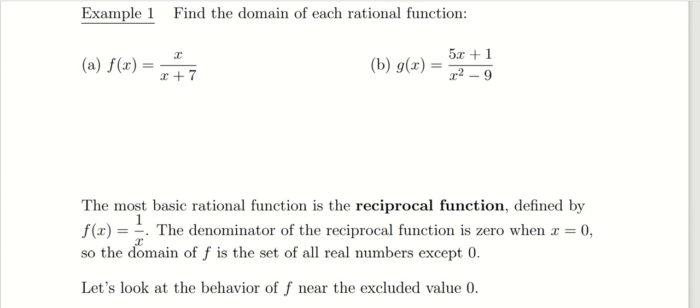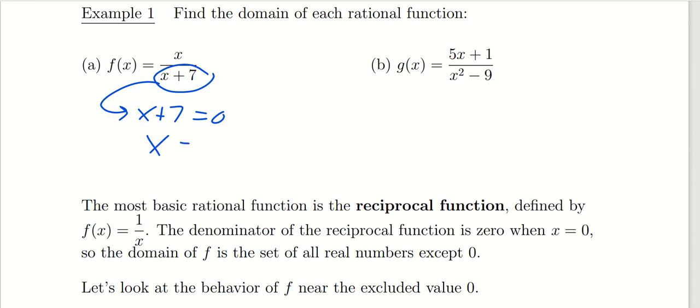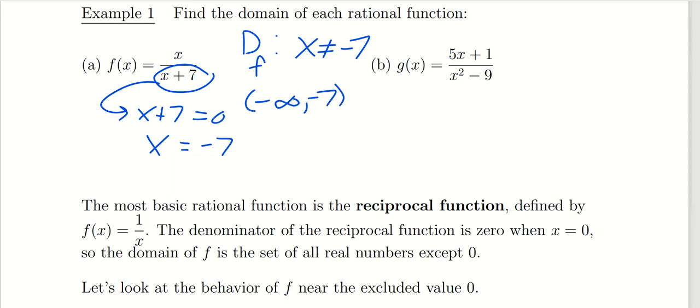For example, in example A, if we want to find the domain of f, all I'm going to do is take the denominator and set it equal to 0. We subtract 7 from both sides, and we find that x equals -7 would give us a division by 0. So the domain of the function f is all values of x except -7. Recall that properly speaking, we should put this in interval notation. This is the set from -infinity up to, but not including, -7, union -7 to +infinity.